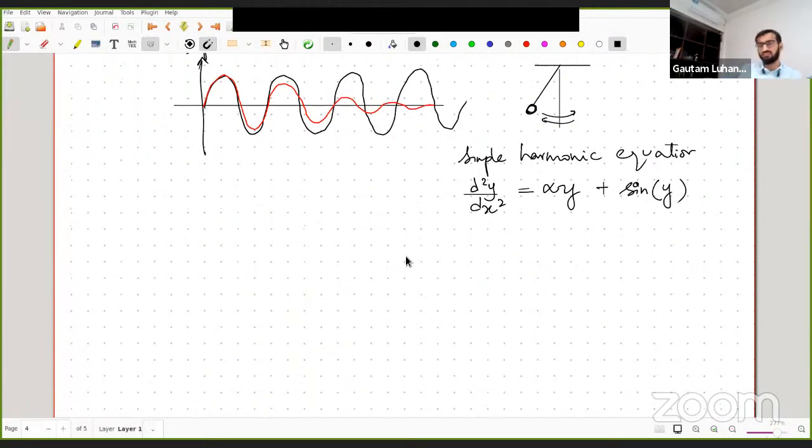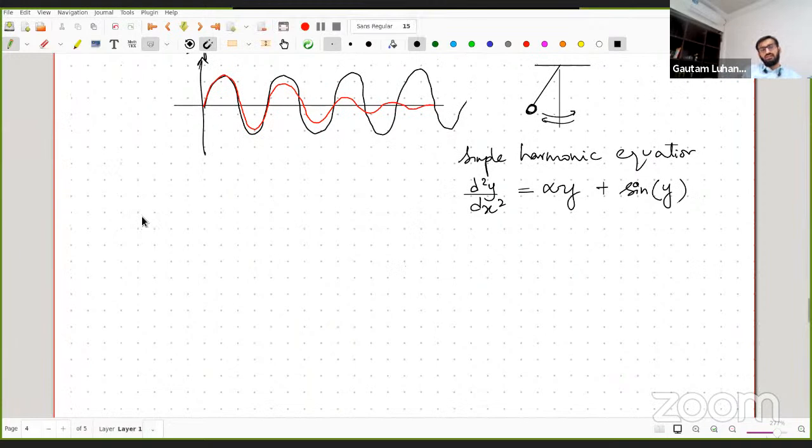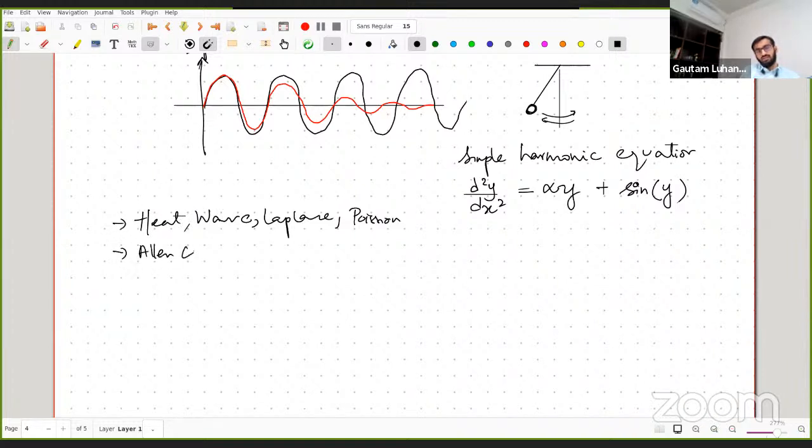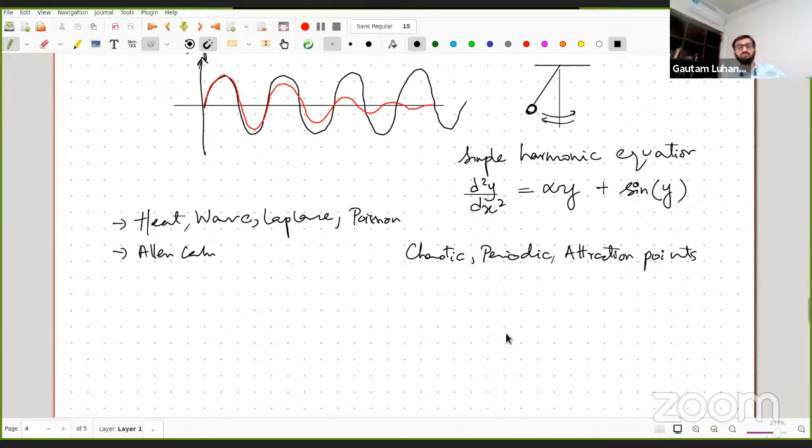These were just examples, and I'll write down a few more. I already mentioned the heat equation, the wave equation, the Laplace equation, the Poisson equation. These are all partial differential equations. And even in simple ODEs, you have quite interesting examples. I also showed you this Allen-Cahn equation, and these are all very fun to play with. You see very interesting behaviors: chaotic behavior, periodic behavior. You might be able to see attraction points and reflection points, stable points, and all sorts of interesting phenomena you can observe in these differential equations.